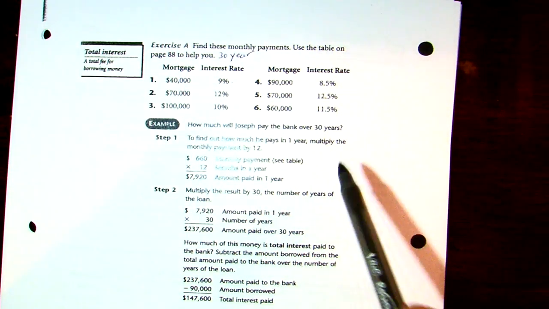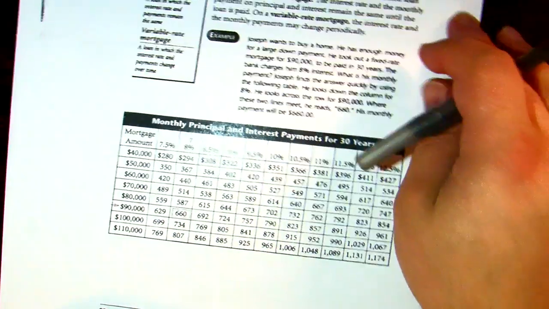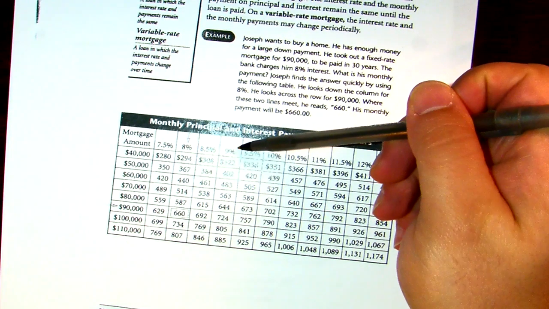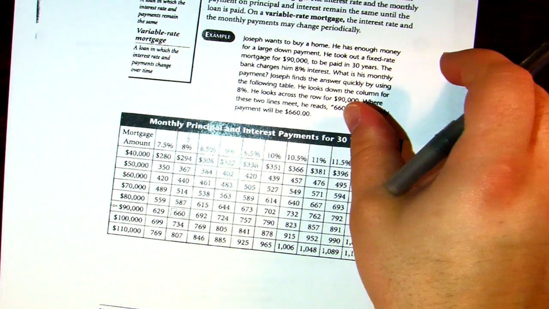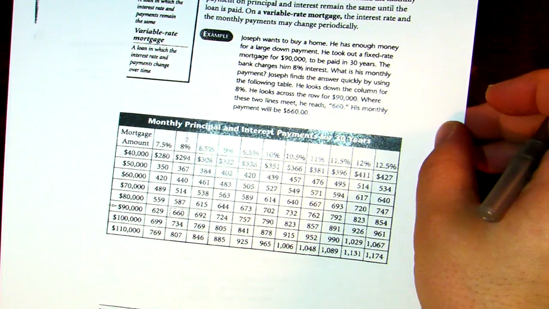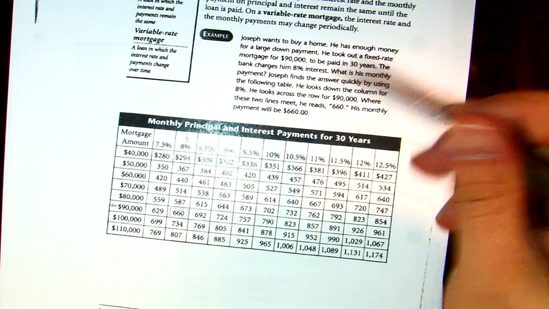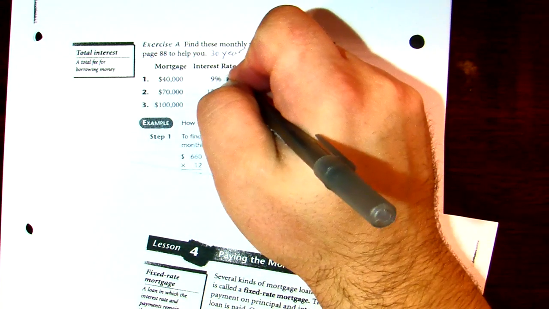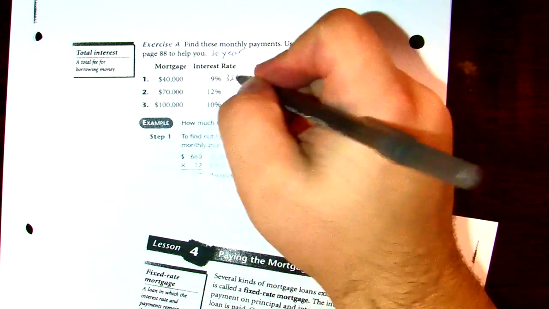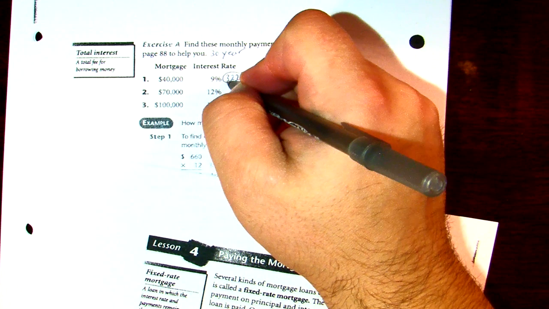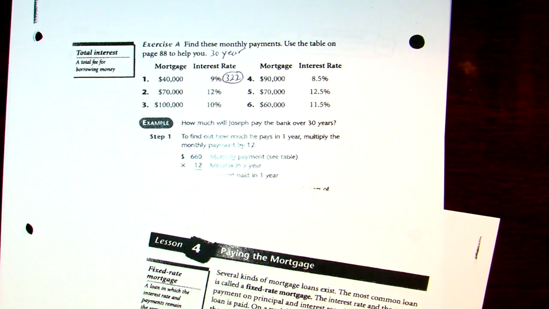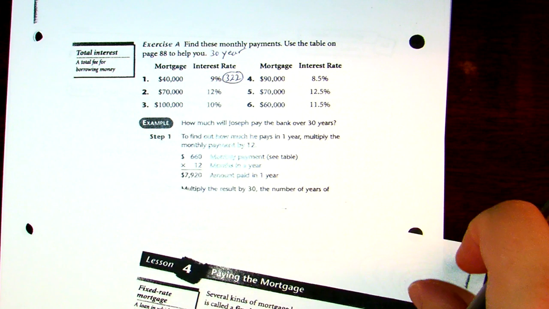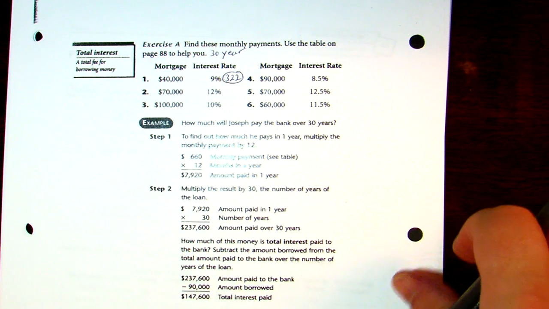40,000 at 9%. So you go back here, it's 40,000 at 9%. So your monthly principal and interest payment would be $322. So that's principal. Principal means the amount you actually borrowed, and the interest is the extra you're going to give that bank over an amount of time. Okay? So that's how you would use the chart.